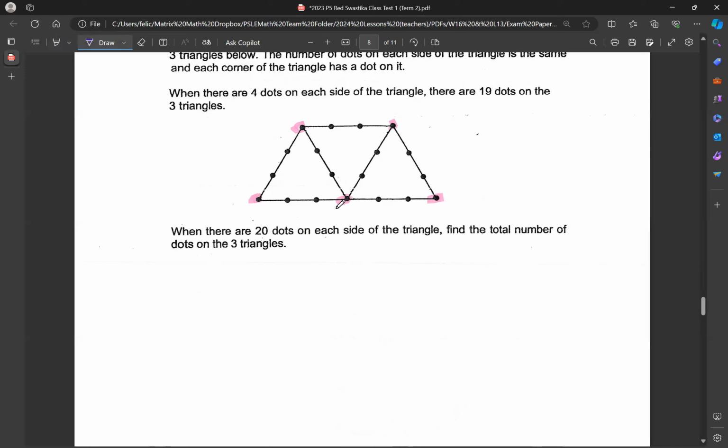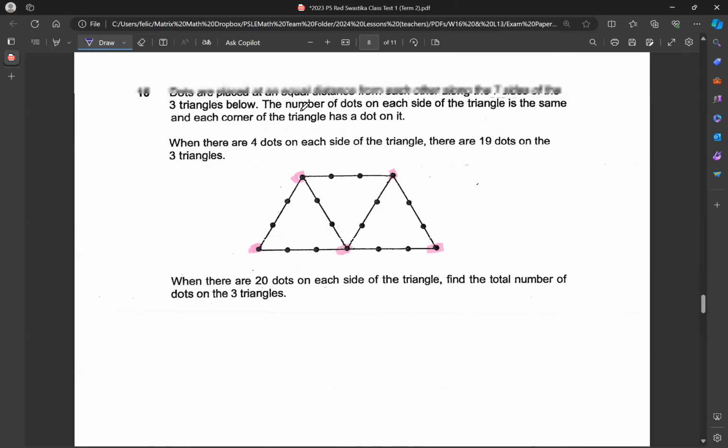The middle here is also a corner because the question says each corner of the triangle has a dot on it. So every 3 corners of each triangle must have a dot. Okay, so if you count this 1, 2, 3, 4, 5, you notice that means there are 5 corners. So confirm there will be 5 dots placed there already.